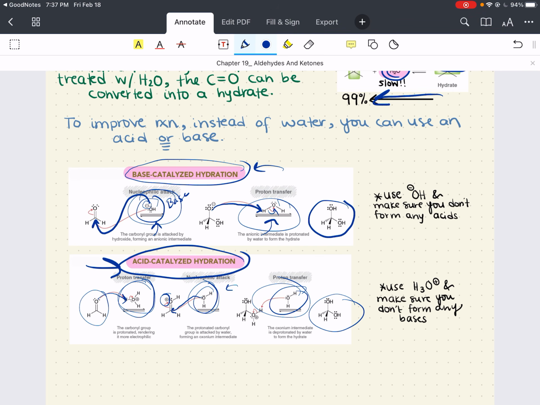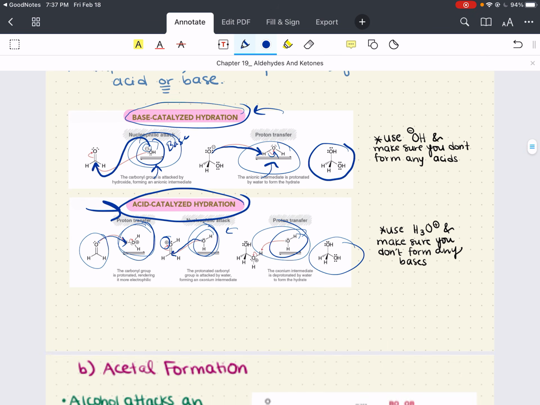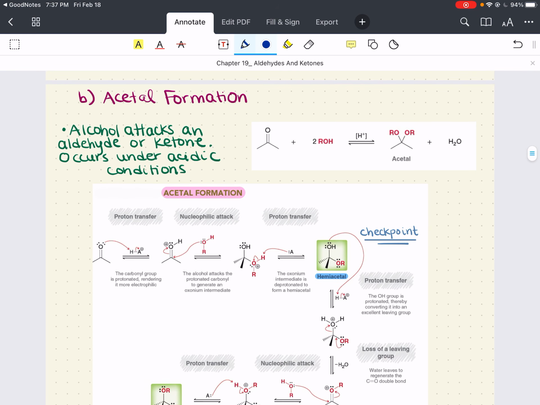Keep that in mind. So that is hydrate formation for you. Starting off with a ketone or aldehyde, you can treat those with water, through either a base or acid catalyzed hydration, to form your hydrate product. So that's one type of reaction with our oxygen nucleophiles. Another oxygen nucleophile reaction is that of acetal formation. Here, an alcohol is going to attack an aldehyde or ketone under acidic conditions.